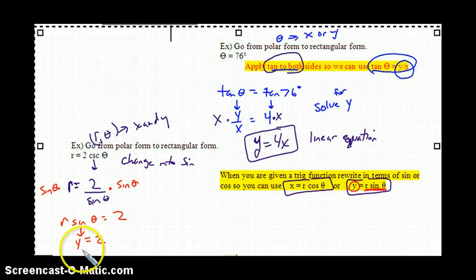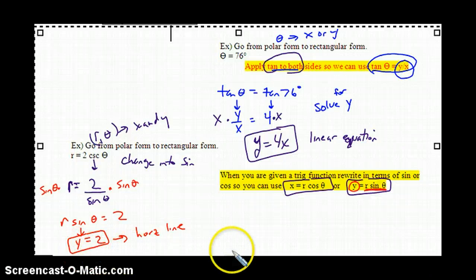And so, have I successfully changed this into a rectangular form? Yeah, this is a horizontal line. In this case, it just has y's and it doesn't have any x's, but it doesn't have any polar coordinates or polar forms in it. In other words, it doesn't have r's and thetas in it anymore. So I was able to manipulate this to get the r and the theta to go away. And now I have an equation that is in rectangular form. And it's solved for y. I could graph that pretty easily if I had to.